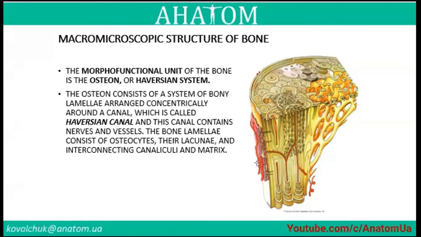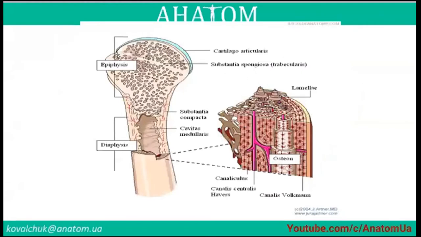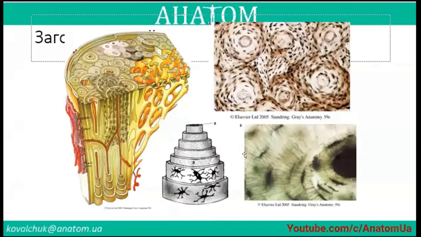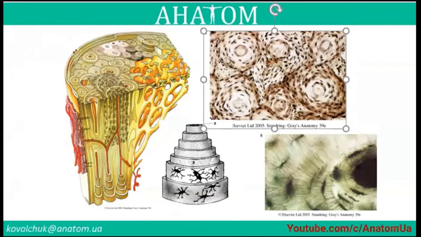Macroscopic structure of bone. The morphofunctional unit of the bone is the osteon. Osteon, or Haversian canal, is a structure for understanding what is located here. In the central canal of the Haversian canal are located portions of the vessels and other structures, for example blood vessels and nerves in the internal structure. Big portion of information about the internal structure of the bones will be presented in the course of histology and cytology.